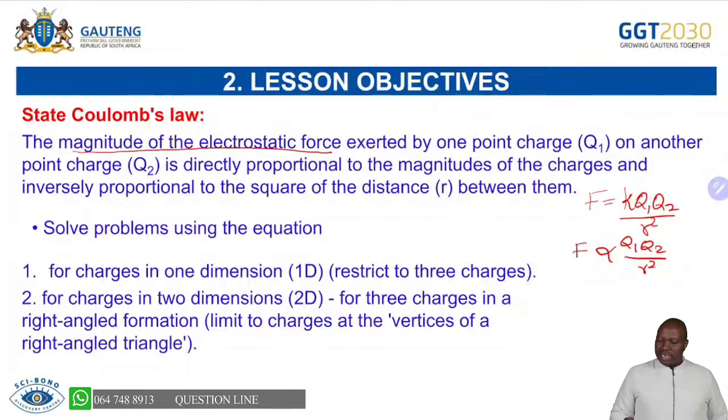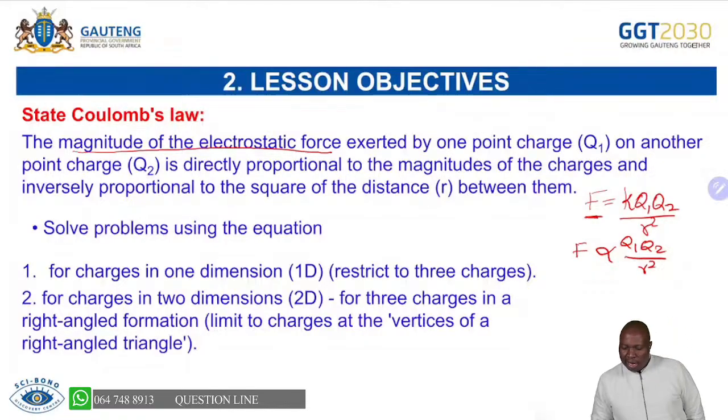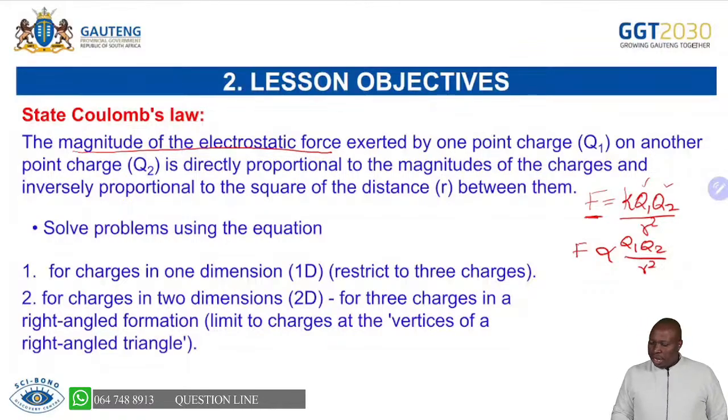So when we are simply saying state Coulomb's law, you will refer to that equation, where the F stands for the magnitude of the electrostatic force exerted by one charge on another. So the magnitude of the electrostatic force exerted by charge Q1 on charge Q2 is directly proportional to the magnitude of the charges. It means as the charges increase, the electrostatic force will increase.